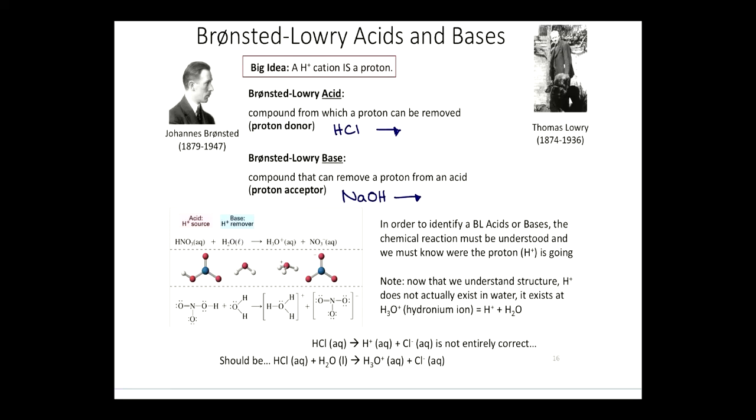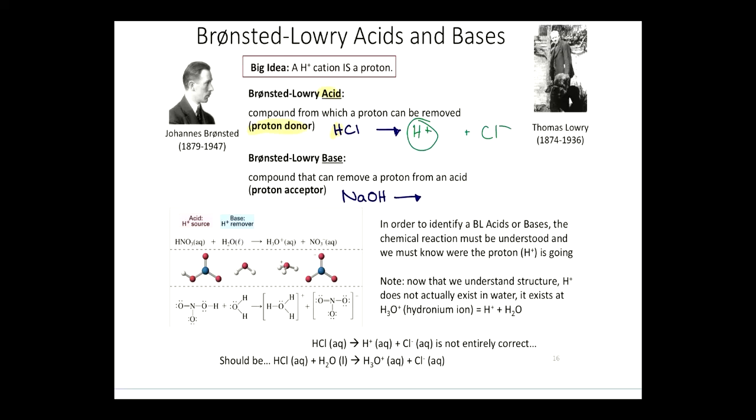So a Bronsted-Lowry acid is a compound that donates a proton. Bronsted-Lowry acids are proton donors. Because if you look at HCl, does HCl have a proton, an H plus, that it can donate? Yeah, it can. See, it's right there. Because when you put HCl in water and it dissociates, you get an H plus and a Cl minus. That H plus can then be donated and go off and do other things, right?